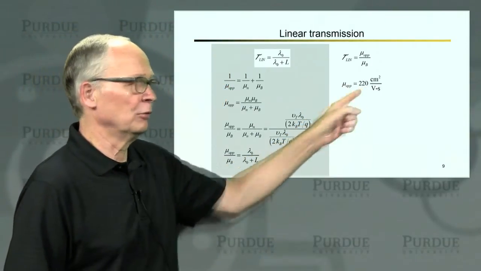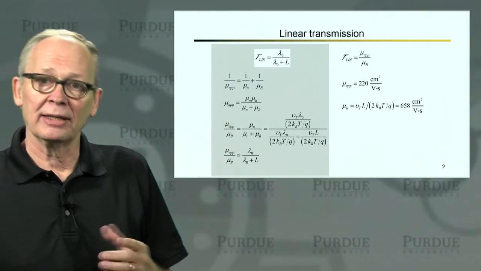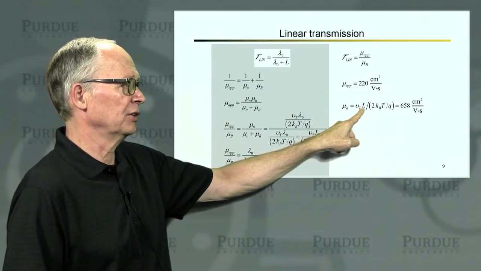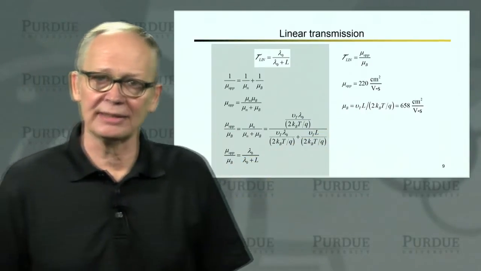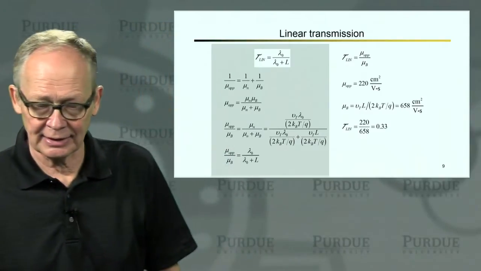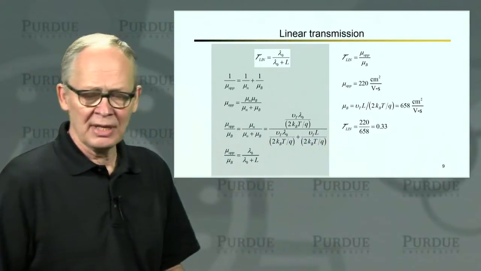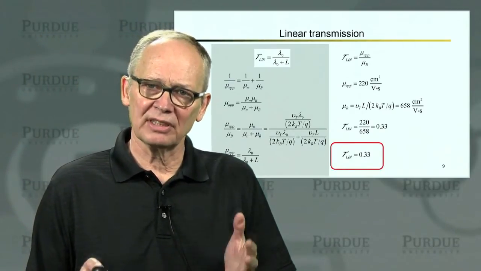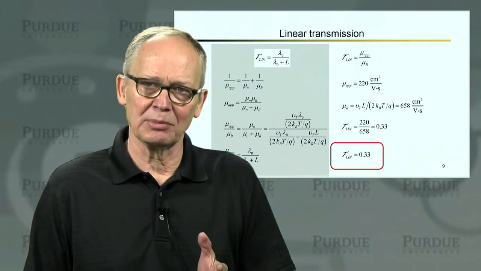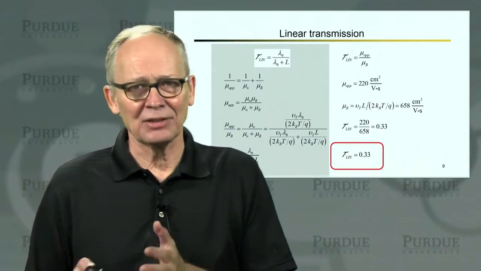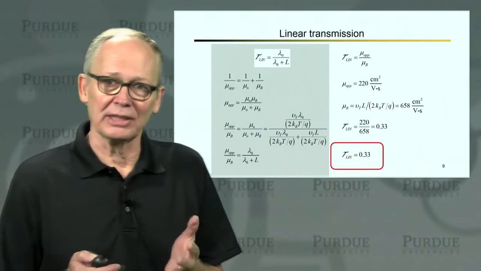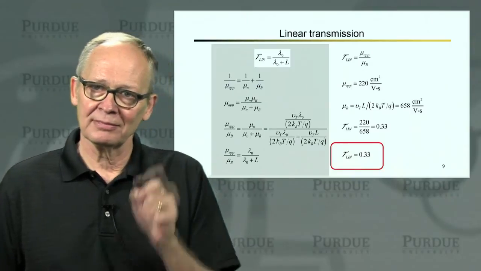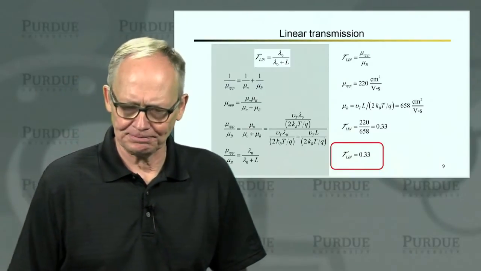We extracted an apparent mobility of 220. We can compute the ballistic mobility because we know the thermal velocity. The channel length is 30 nanometers. We get about 660 centimeters squared per volt second. We compute the ratio, and we conclude that the transmission in the linear regime is about 1/3. So this device is operating in the quasi-ballistic regime. Transmission isn't close to 1, but it's pretty sizable, 1/3. So 1/3 of the electrons injected from the source make it across and exit through the channel, through the drain.